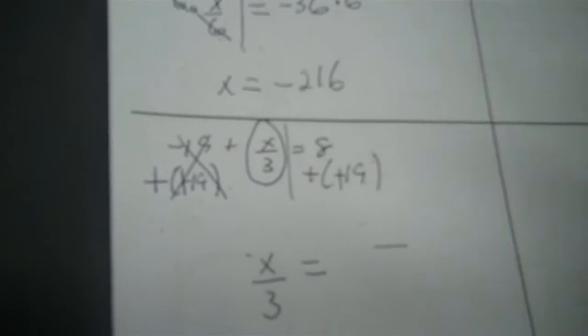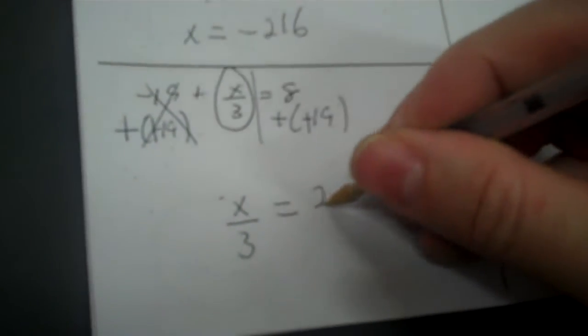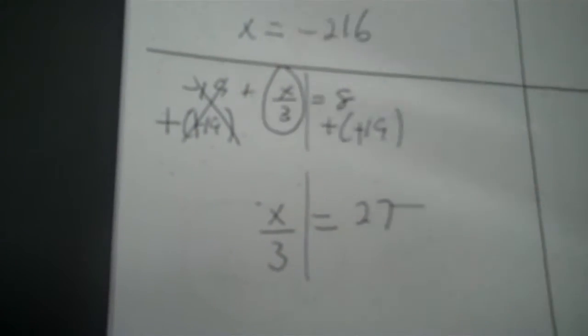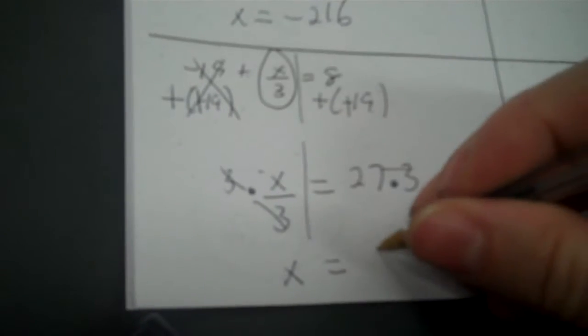So I line up my equals, and I have x divided by 3. So plus, plus there, and you take 8 plus 19. If it's two pluses, you can just do 1. Okay, 27. Okay, now what's happening to x? It's being divided by 3. So the opposite of divided by 3 is times 3. Okay, so you got x, and then 27 times 3 is 81. There's my answer.